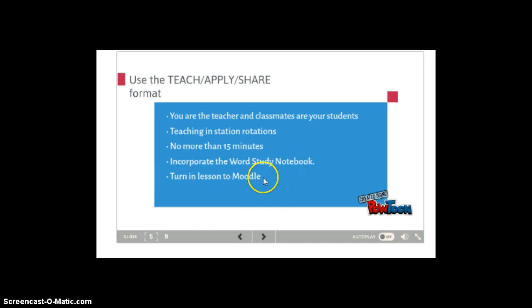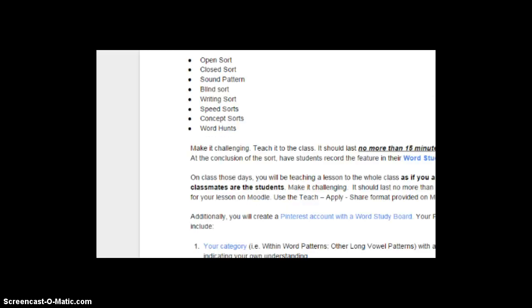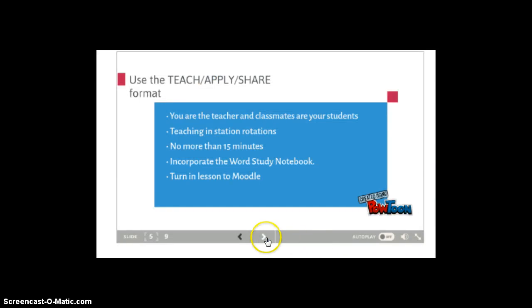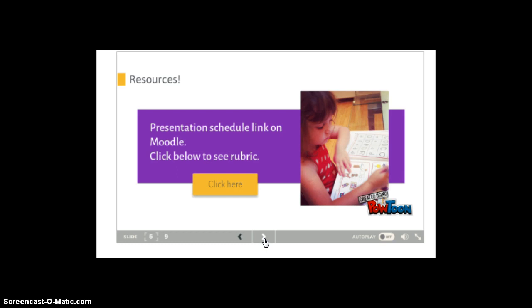You're going to turn your lesson into Moodle, but you're going to post your Pinterest board in our shared forum. So if you go to our steps, here's the assignment link. When you follow the link, you'll find the submission for your lesson plan. But you're going to share the link to your Pinterest board here so that it's public and we can all follow one another and grow our understanding. The lesson plan and the Pinterest board need to be posted before class on April 21st.